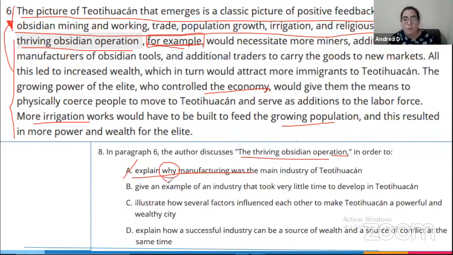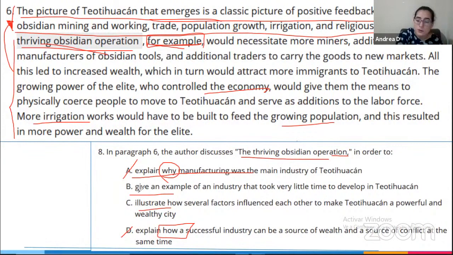Something like, the picture is a classic picture of positive feedback because the thriving obsidian operation, blah, blah, blah, or because the manufacturing was, I don't know. And D, because if I say how, I would need something like by, you know, this was done by using the thriving obsidian operation or something like that. I know it's an example, so it couldn't be A or D. It could be B or C though, you know, give an example or illustrate. And once you have that, you only need to make sure that you could find a good paraphrase of this. So classic picture, positive feedback among different factors.